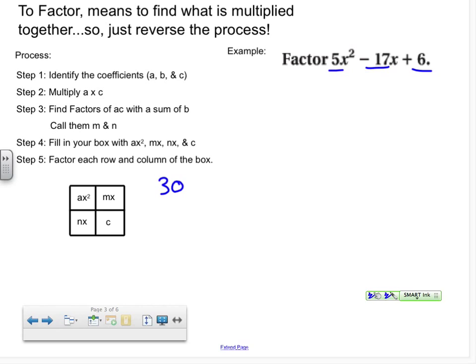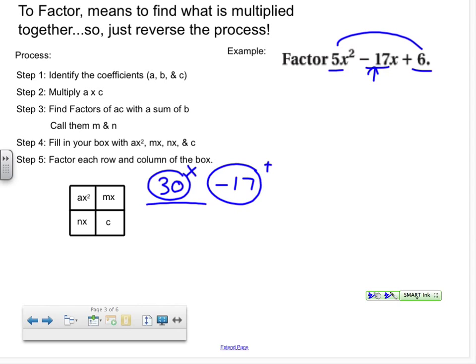And then we want to see how can we multiply to get 30 and add to get negative 17. Multiply to get 30, add to get negative 17. Now I'm going to create a list of all the ways to multiply to get 30, and I'm going to do that until I find one that adds to get negative 17. Right? Be systematic about it. It'll make it easier for you.